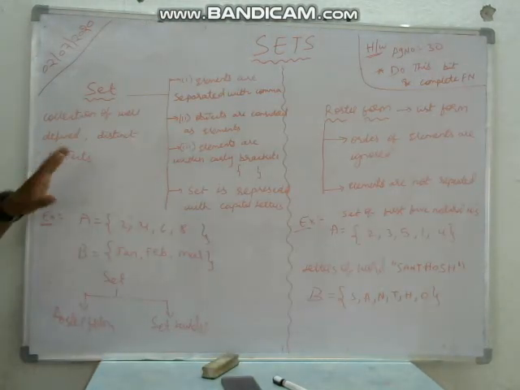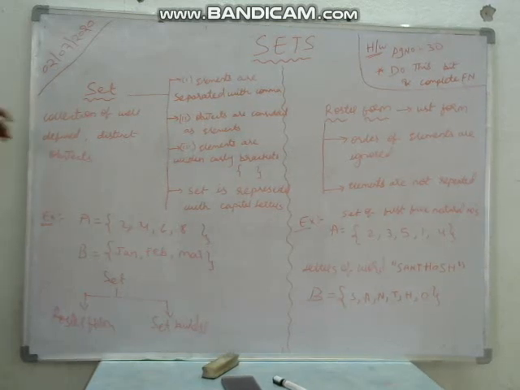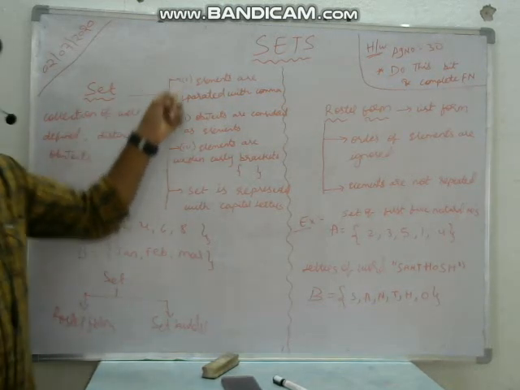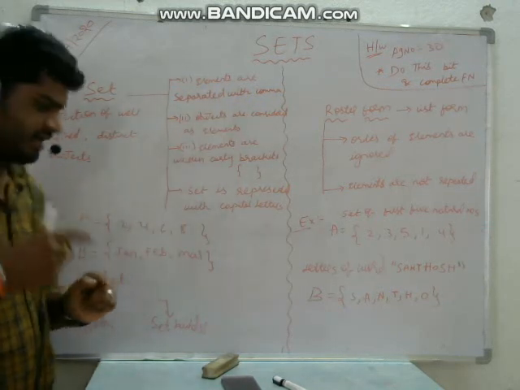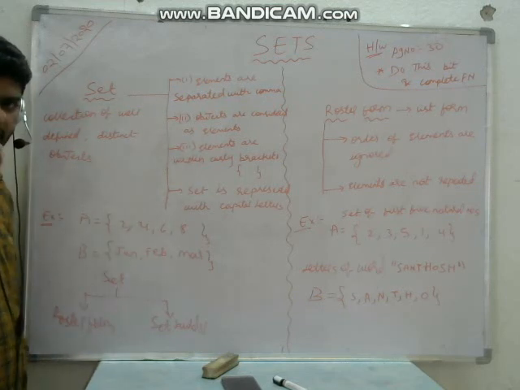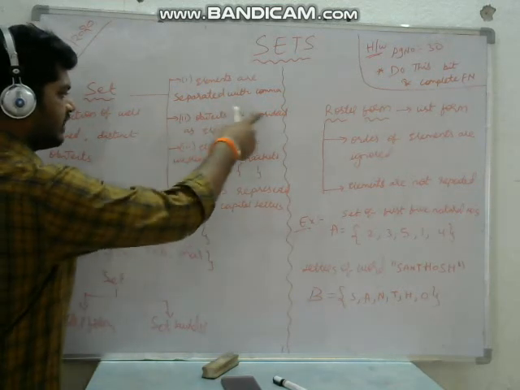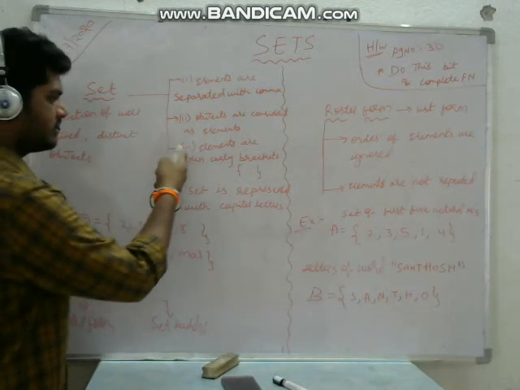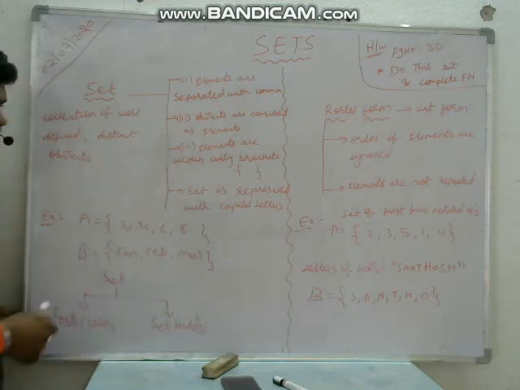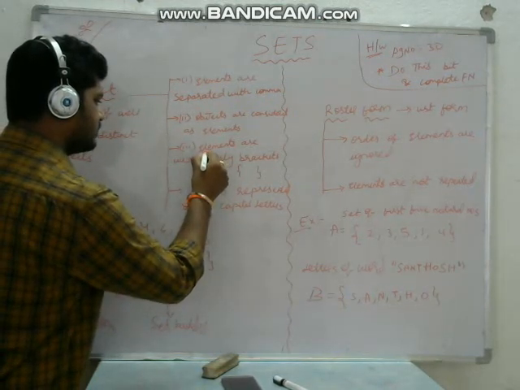Right. We'll have an overview of today's class. That is what we have discussed about set. Set is what? Collection of well-defined distinct objects. It should have some common property among the elements, and the elements should be distinct, means different. And we have some rules to write a set. First rule is what? Elements are separated with comma. Each and every element in a set will be separated with comma. Objects are considered as elements. Next, elements are written in curly brackets.